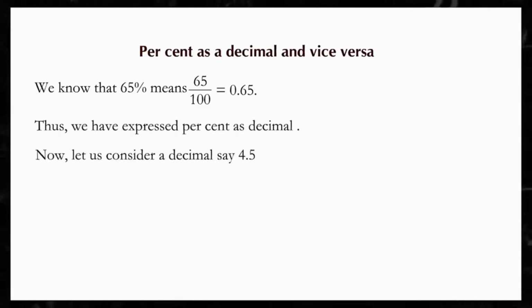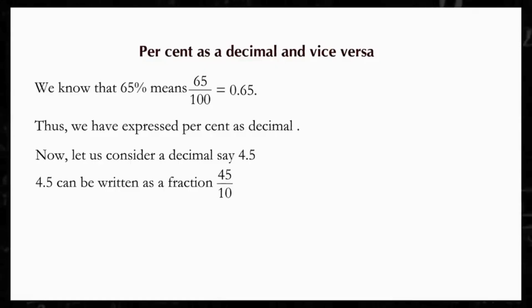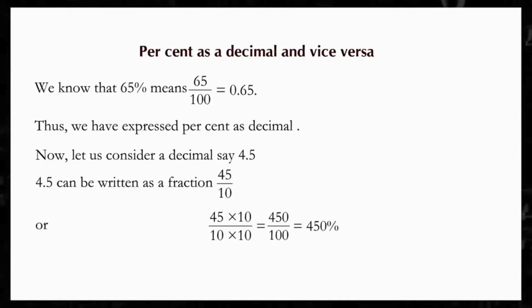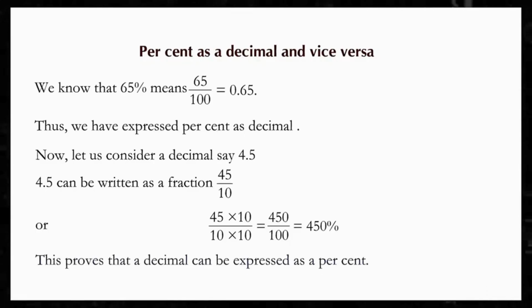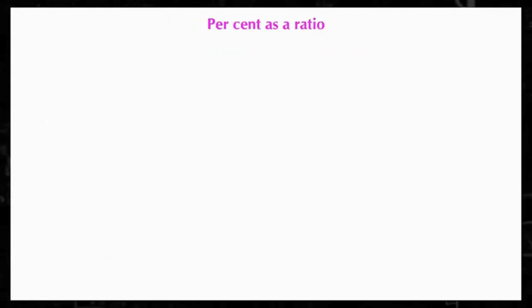Now let us consider a decimal, say 4.5. 4.5 can be written as a fraction, 45 upon 10, or 45 into 10 upon 10 into 10, which is equal to 450 upon 100. This is equal to 450%. This proves that a decimal can be expressed as a percent.